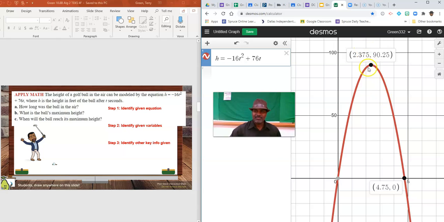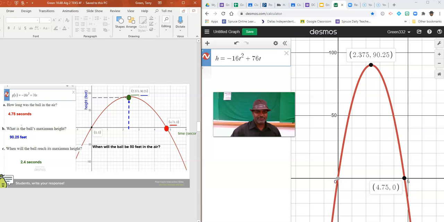And look at this point that's already highlighted. This tells me the maximum point on the graph. So it tells me the maximum height is just over 90 feet, and the x value is the time, so it took only 2.375 seconds to get there. So I got all that just from graphing the function and getting the maximum and one of the zeros. Okay, so let's go to the next slide.